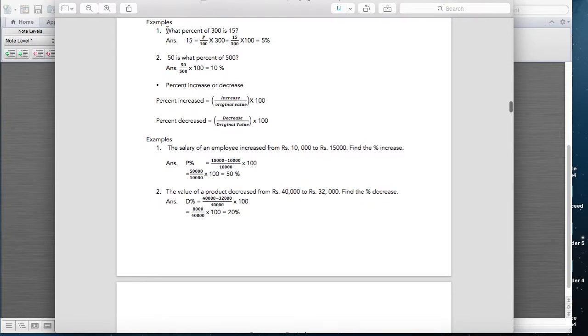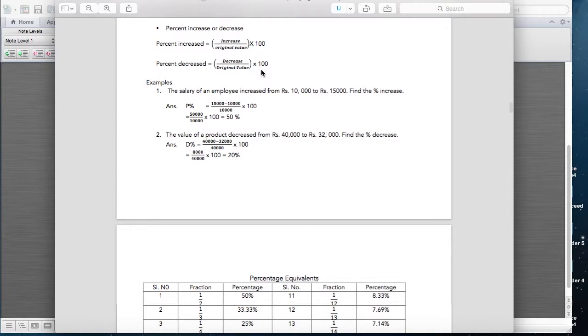Suppose the question is what percent of 30 is 15. We can also reframe the question. So 15 is what percent of 300. The answer is 5%.